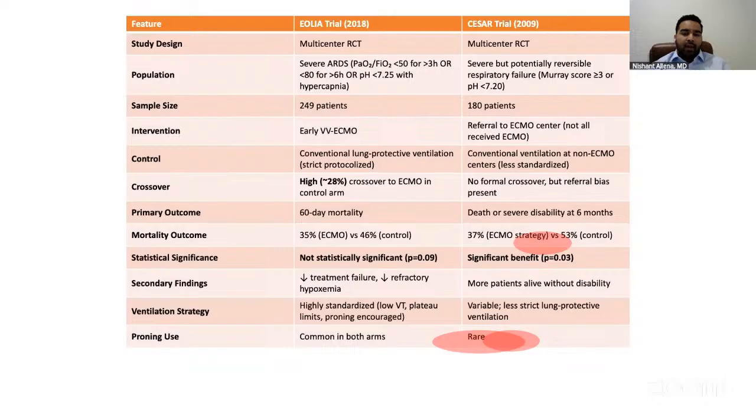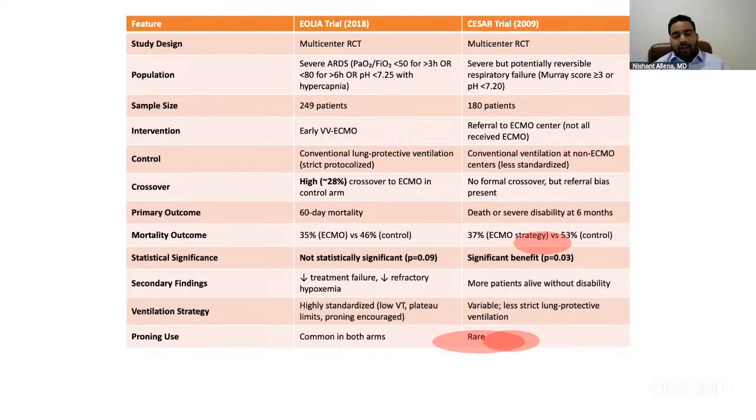Conventional group, again, the conventional lung protective ventilation in the EOLIA trial was strictly protocolized, and in the CESAR trial, it was not protocolized. The crossover in the EOLIA trial was extremely high, so there was a lot of crossover from the control group into the intervention group, which was the ECMO group. And finally, the mortality outcome: 35% was the mortality in the ECMO group compared to 46% in the control group. Now, when the results came out, the CESAR trial showed that ECMO had a significant benefit and EOLIA did not have a significant benefit.